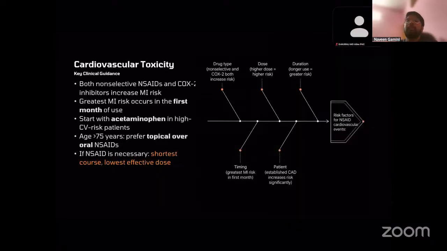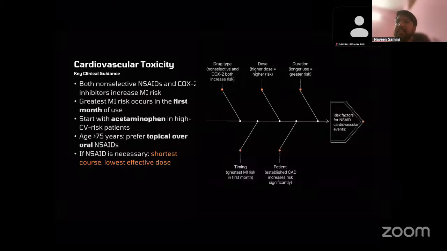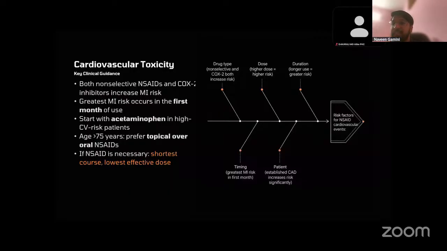Next, let's talk about the cardiovascular system, cardiovascular toxicity. Cardiovascular toxicity applies to the COX-2 inhibitors, the coxibs, and because of the aspirin effect and all that, the greatest MI risk occurs in the first month of use of these NSAIDs. That's the reason whenever you want to give pain medication for this kind of high-risk patients, start with acetaminophen. And if the patient is more than 75 years, as previously explained, prefer topical over oral NSAIDs.